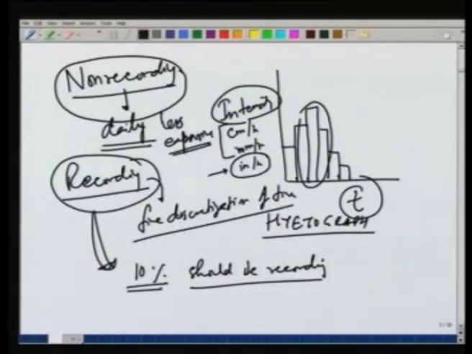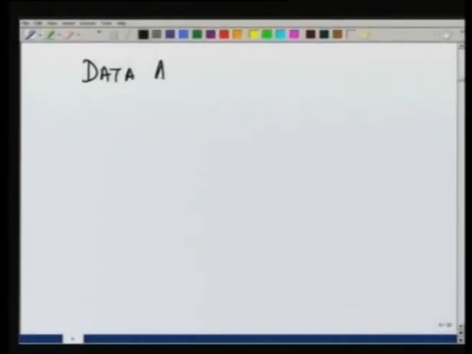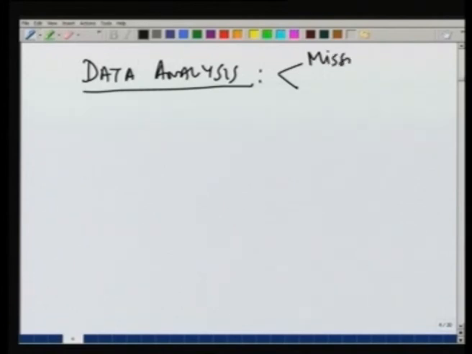Now, hyetograph and mass curve are two ways of representing the data. The question which we saw, once we analyze the data, the first thing which we saw was what happens if there is missing data and what happens if there is inconsistent data.